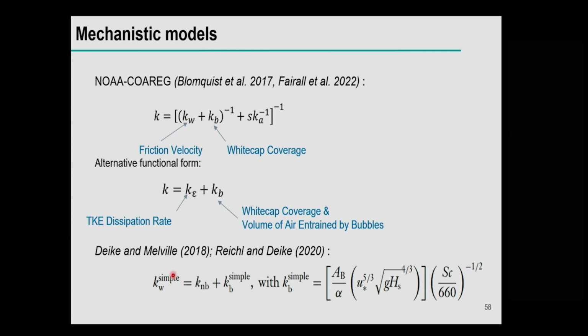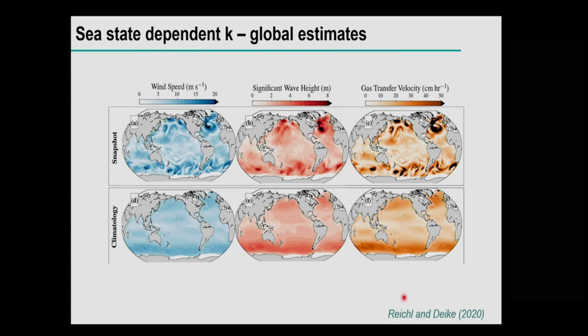There's been obviously more work with this kind of approach, where we try to include more about waves into these gas transfer parameterizations. Deike and Melville, and then taken again by Reichl and Deike, came up with a simplistic formulation with a non-bubble mediated and a bubble mediated part, and the bubble mediated part has some dependence on the significant wave height. What Reichl and Deike did is compute that over a longer time period over the whole globe, so we can look at the impact of including significant wave height in the gas transfer velocity.